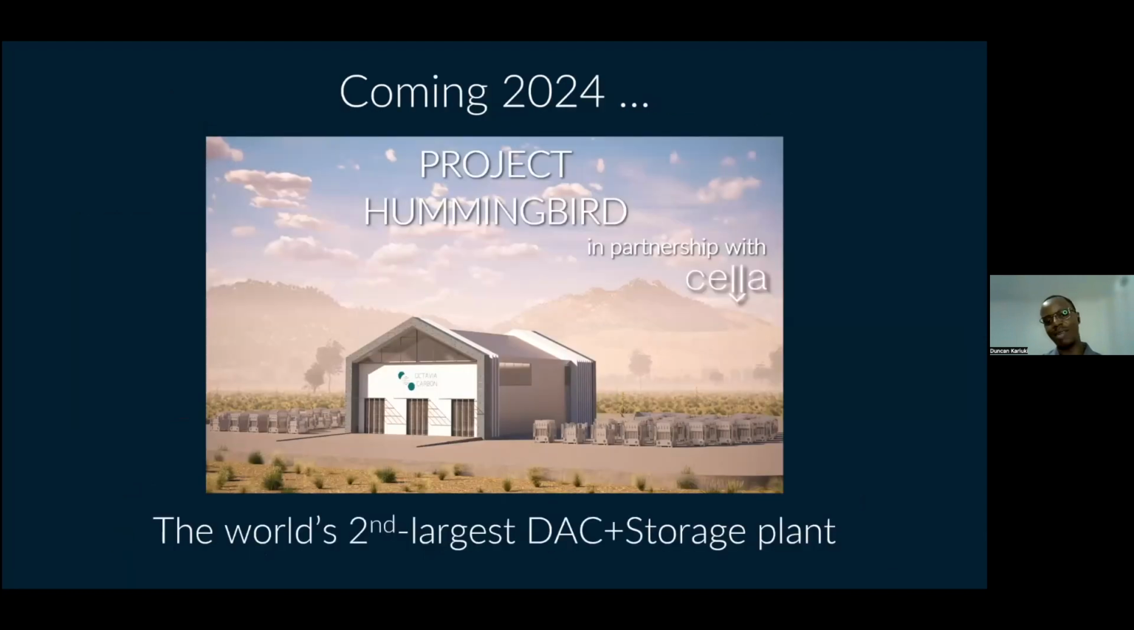And here is the pilot plant. It's the culmination of the past year's work and what we're going to do over the next year. We're looking to bring this online over the next 12 months. It will capture about 1,000 tons of CO2 a year. And we've partnered with Seller, who will essentially do the storage for us.